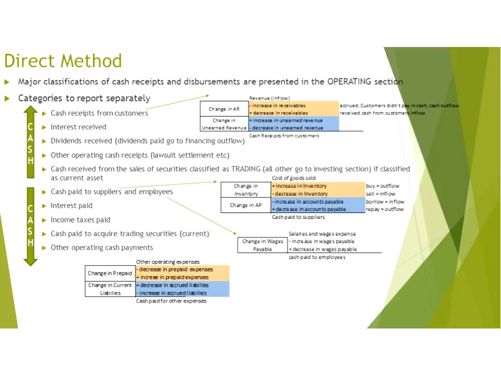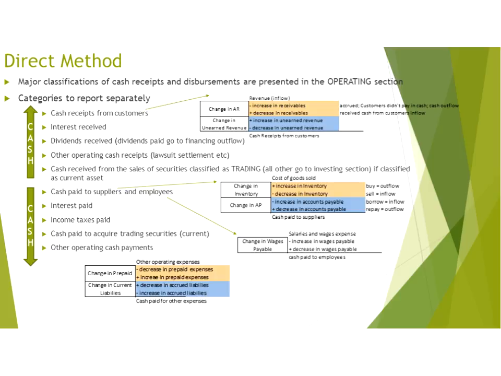So the cash inflows are going to be cash receipts from customers, interest received, dividends received, other operating cash receipts, or cash received from sales of securities classified as trading if they're classified as a current asset. All other securities will go in the investing section. Then if we look at the cash outflows, those are going to be cash paid to suppliers and employees, interest paid, income tax paid, cash paid to acquire trading securities if they're classified as current, and other cash payments. All of these items are going to be included in the operating section under the direct method.